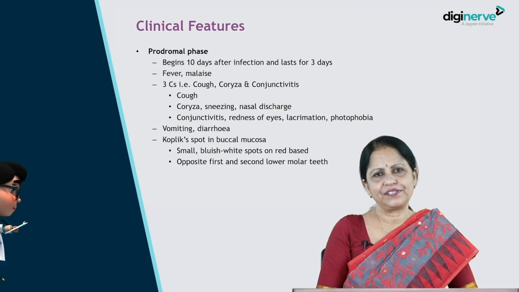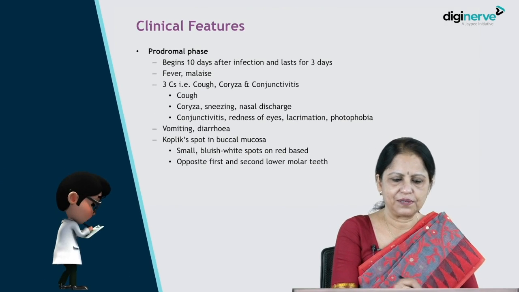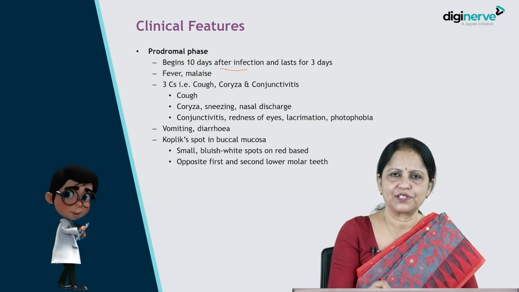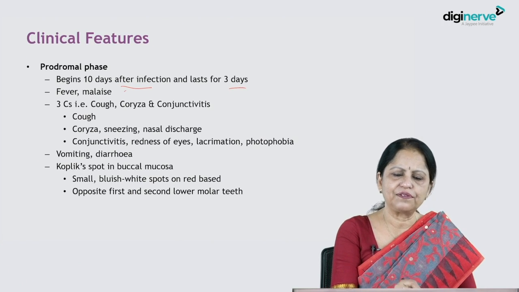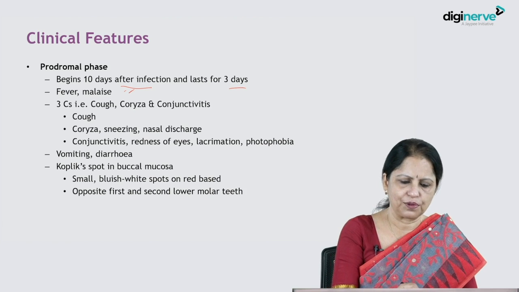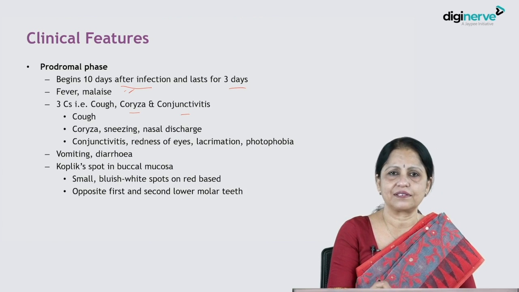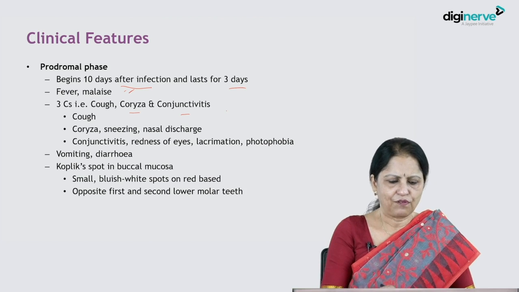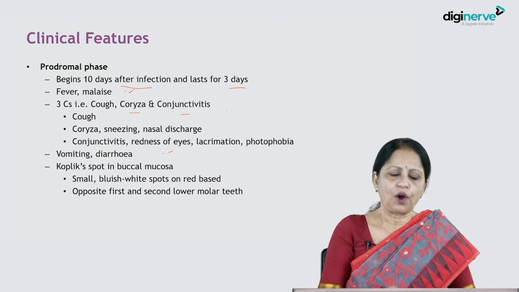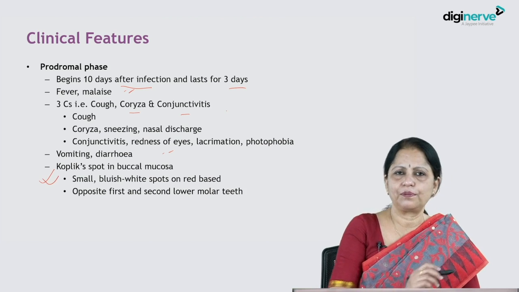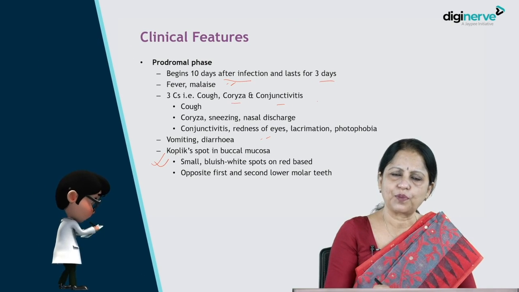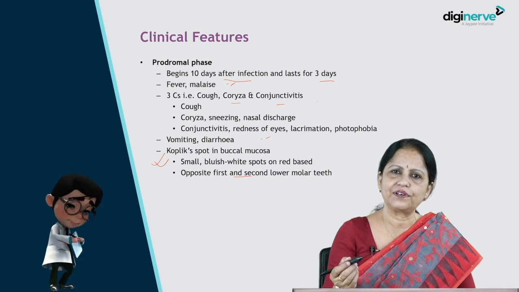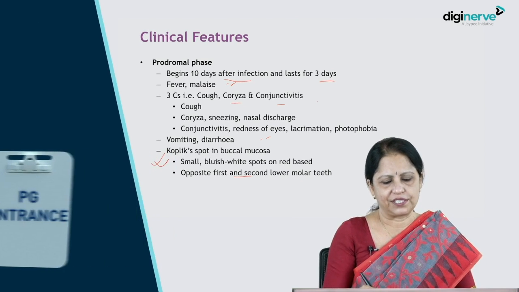So the clinical features. First there is the prodromal phase. It begins 10 days after infection and, as I told you, lasts for 3 days, and then the rash appears. There is fever, malaise, etc., and during this prodromal period there is cough, coryza and conjunctivitis. Vomiting and diarrhea may happen. Koplik spots are a very pathognomonic feature of measles. These are small bluish white spots that appear opposite the first and second lower molar teeth.